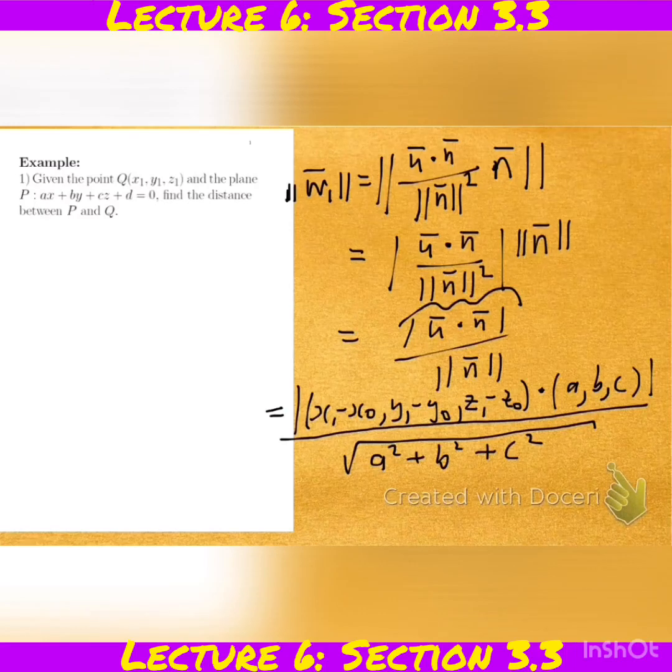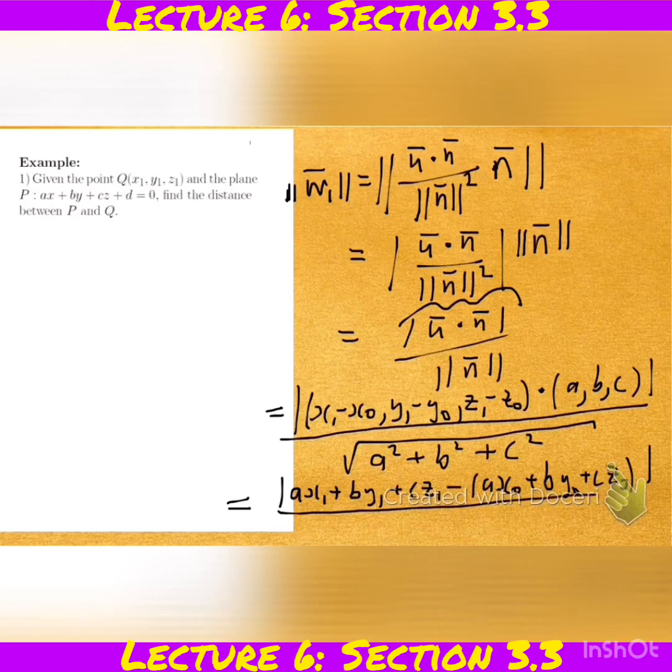Now carrying on from that, it is equal to a x1 plus b y1 plus c z1, minus a x0 plus b y0 plus c z0, divided by the square root of a squared plus b squared plus c squared.